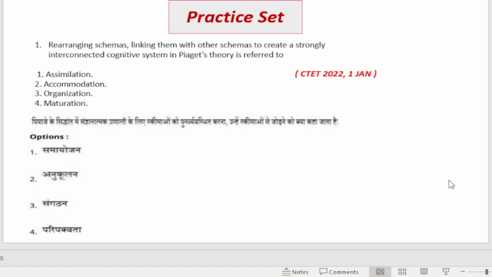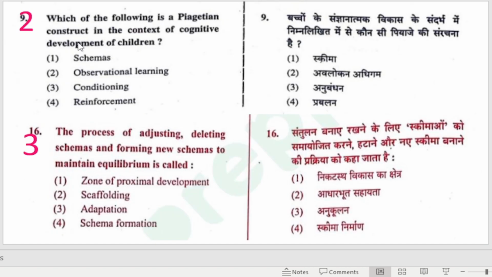Right? Let's start. Number one is: rearrange schemas, linking them with other schemas to create strongly. So we know this is a process of organization. Now coming to the next question, number two: which of the following is a Piagetian construct in the context of cognitive development? You can see the word construct, and we can construct things in our mind, that is called schema. Now next is the process of adjusting, deleting schemas or forming new. So this process is called adaptation, right?